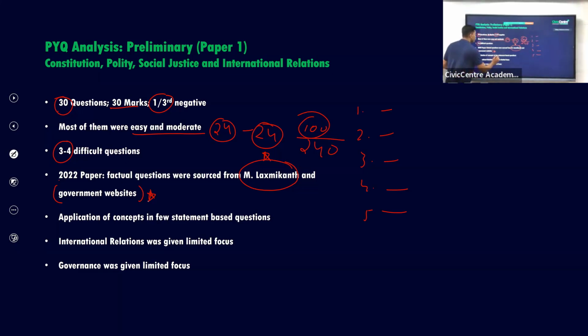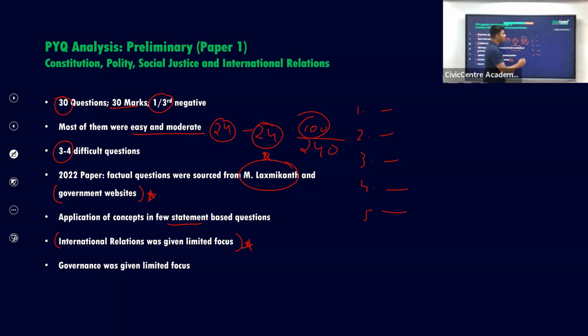Application of concept in a few statements. Like I said, one of the questions was, the preamble of the Constitution can be invoked for. That you cannot answer unless you know some application-level aspects related to the preamble, something more about the preamble other than the content. So there were such questions, but the proportion was less. Okay. International relations was given limited focus.